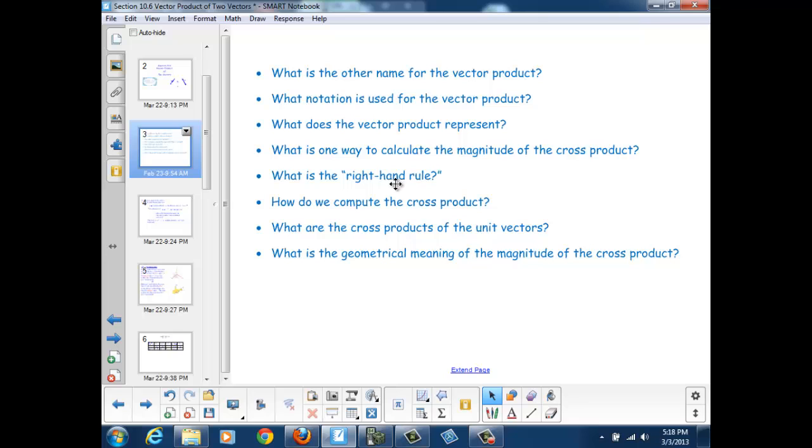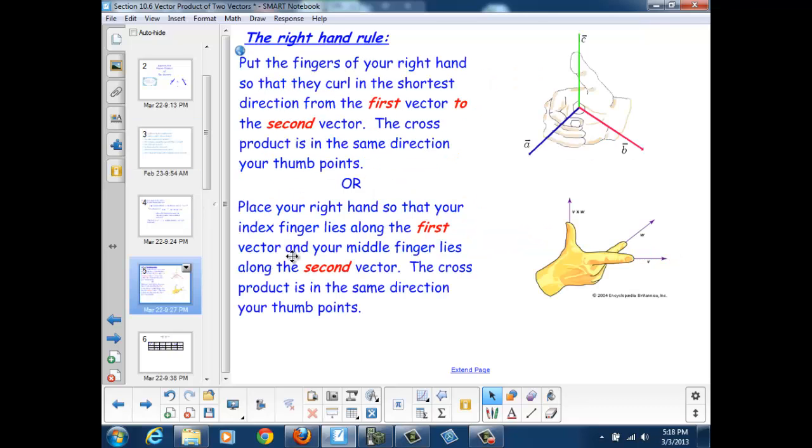What is the right-hand rule? Well, the right-hand rule tells us which direction our cross product vector is pointing. And we use it by putting the fingers of your right hand so that they curl in the shortest direction from the first vector to the second vector. The cross product is in the same direction that your thumb points.